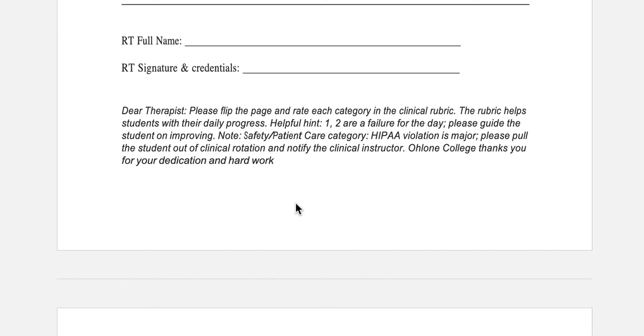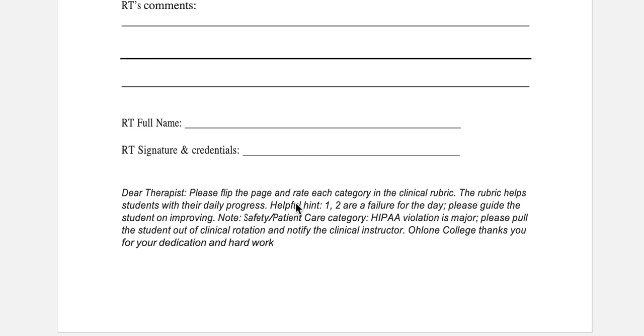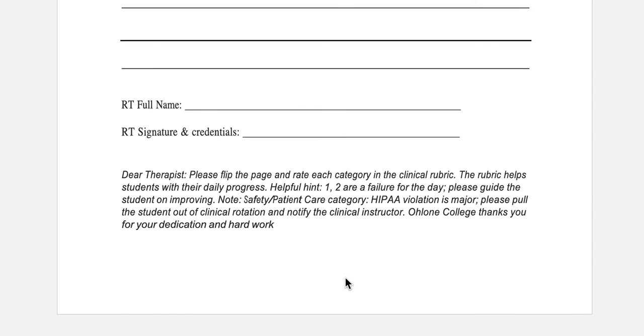And then I've also provided a hint here for you to remember that if there's a HIPAA violation, something major, you send them home. You must record this in their purple chart, purple folder, in this daily rubric, and then keep a copy of it and then hand it to the student. The student must be notified why they're going home.